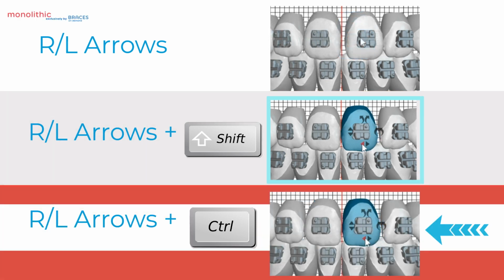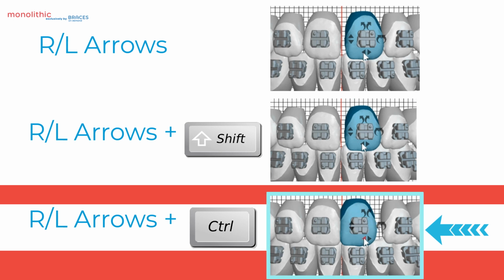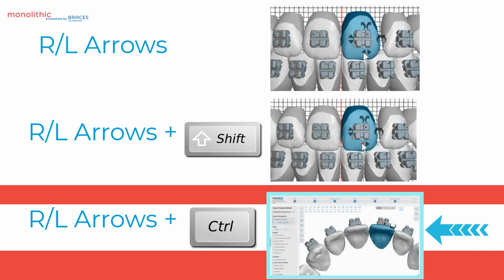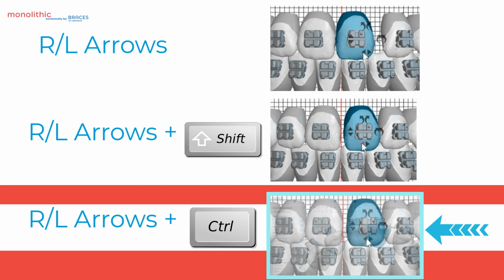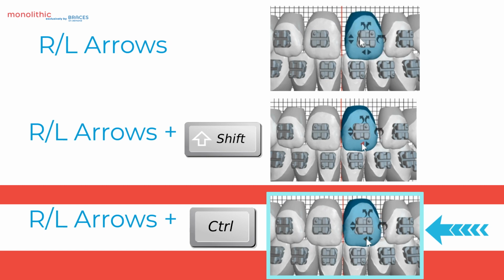The third approach is to simulate IPR by holding the Control button while moving a tooth towards the mesial or distal. When pressing Control and the right or left arrow button, the selected tooth will overlap the neighboring tooth, simulating IPR on the tooth selected.